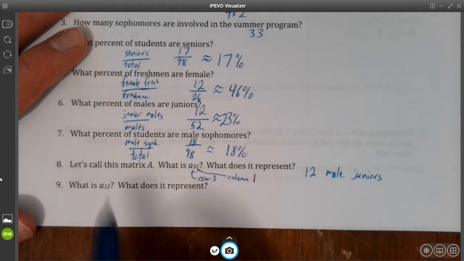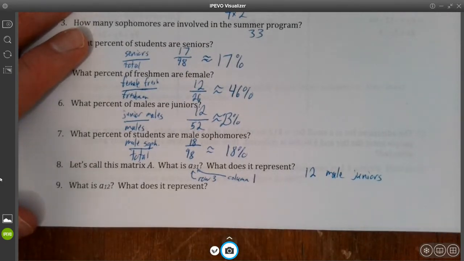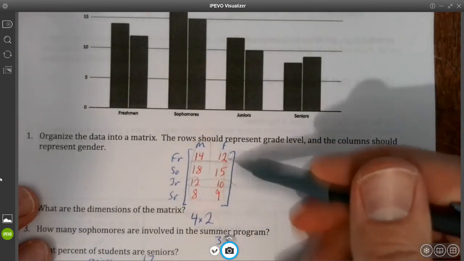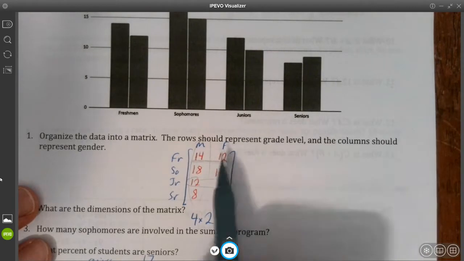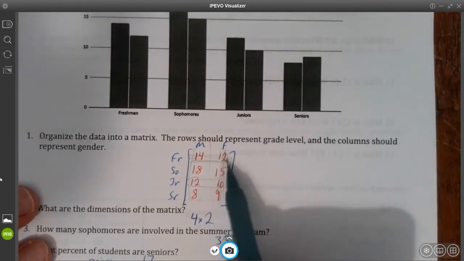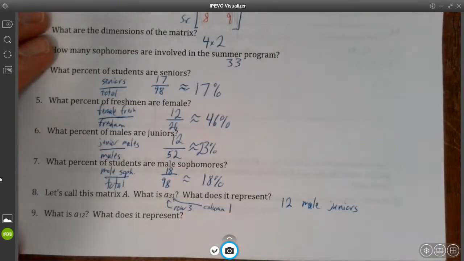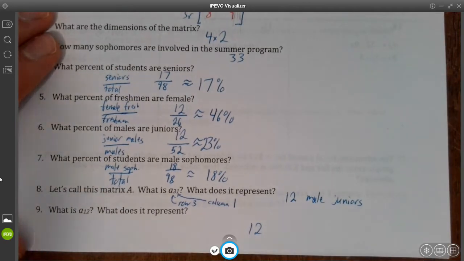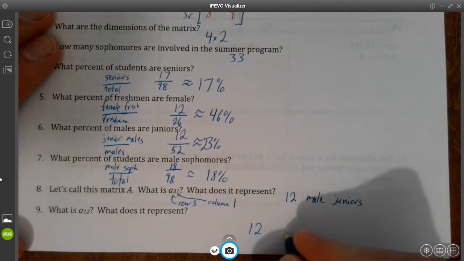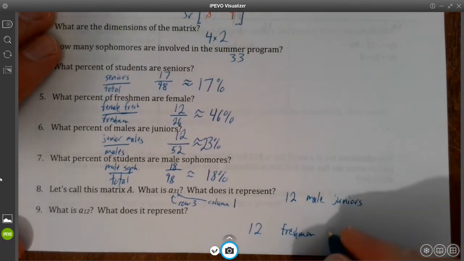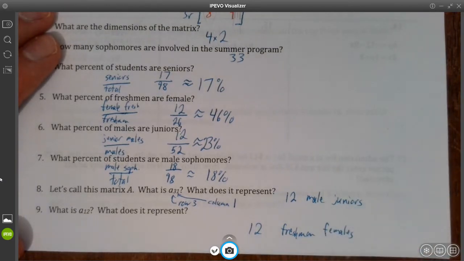And then what is a 1,2? Okay, first row, second column. So now I'm looking here. First row, second column. That would be 12. So if I was to color the first row and color the second column, the only number I colored twice would be 12. Again, lucky us, same number twice in a row. Different representation, though. The first row represents freshmen, and the second column represents females. So 12 freshman females. There you go.